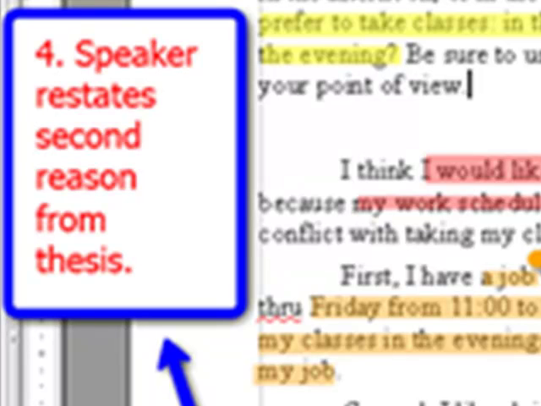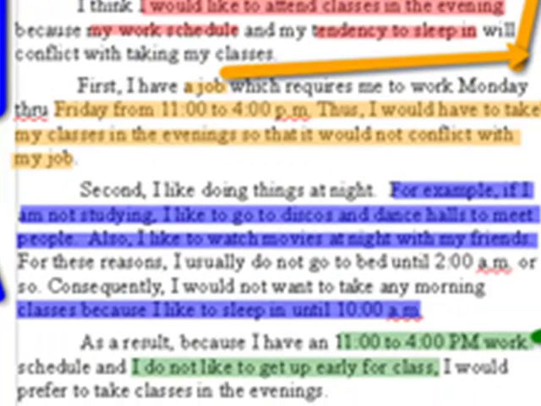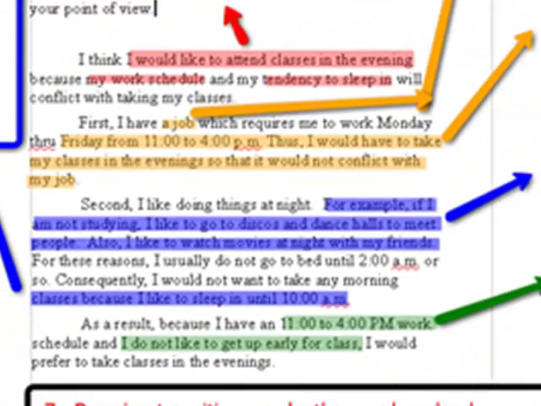In the fourth characteristic here, the speaker restates second reason from thesis. For example, the person says, I like doing things at night. But no, this is kind of the interesting thing with this one, that's actually not really the topic. The writer, not the speaker, gives the topic near the end of this particular part of the speech. Says, because I like to sleep in till 10 a.m. and that goes up to the beginning, tendency to sleep in.